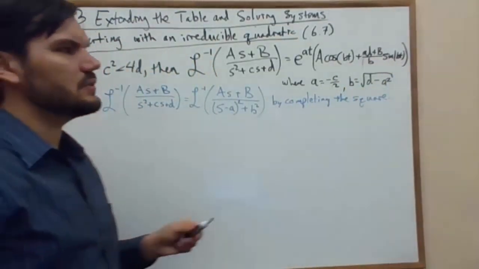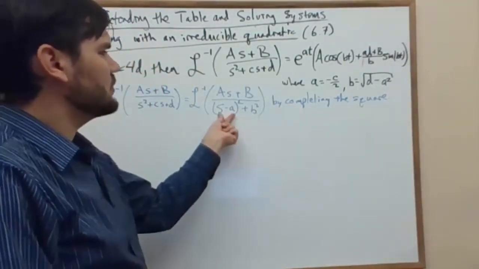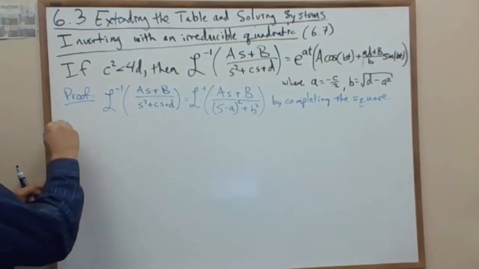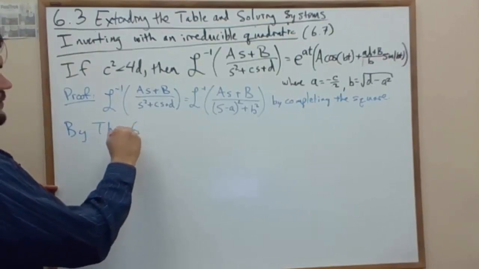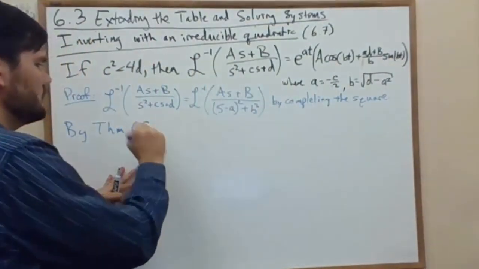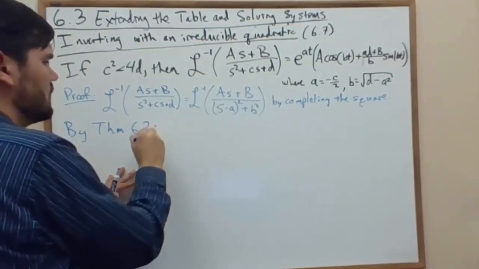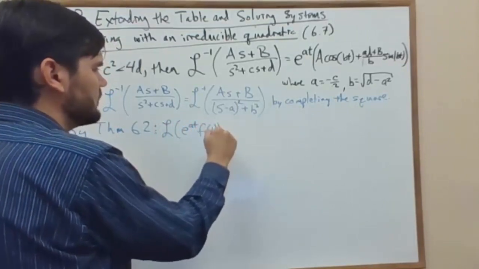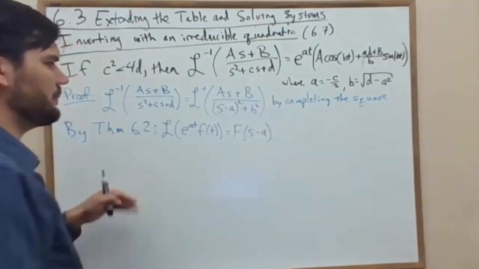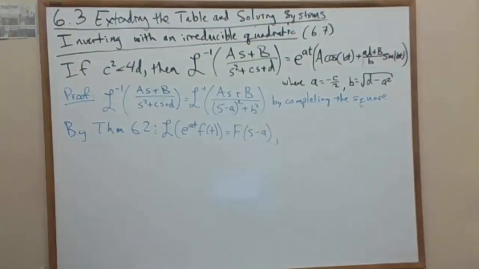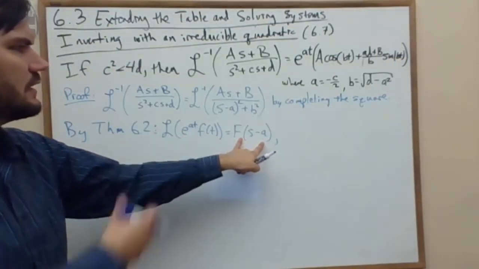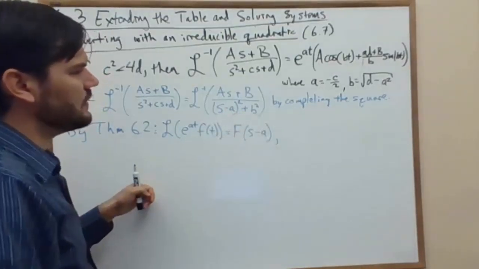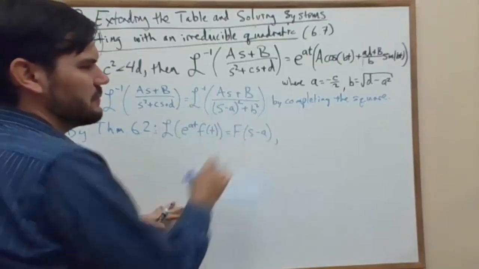So now what we want to do is use the theorem in the book that translates shifted transformations. And that is theorem 6.2, which says that the transformation of e to the at times f of t equals F of s minus a. So we want to use this theorem that if we have a shifted transformation, we can invert it by pulling out an exponential. So let's first think of this function as a shift to the right by a.